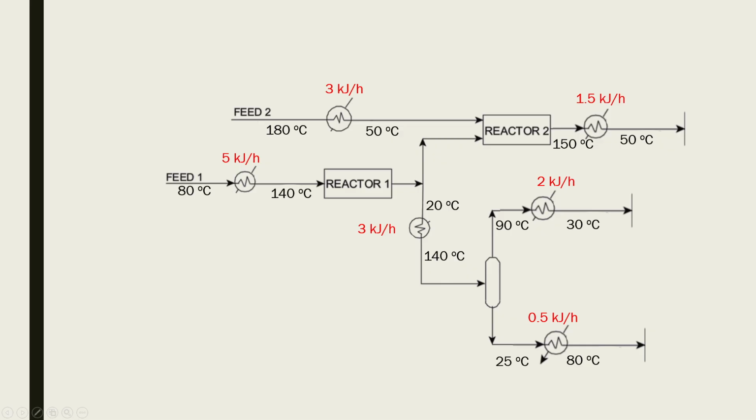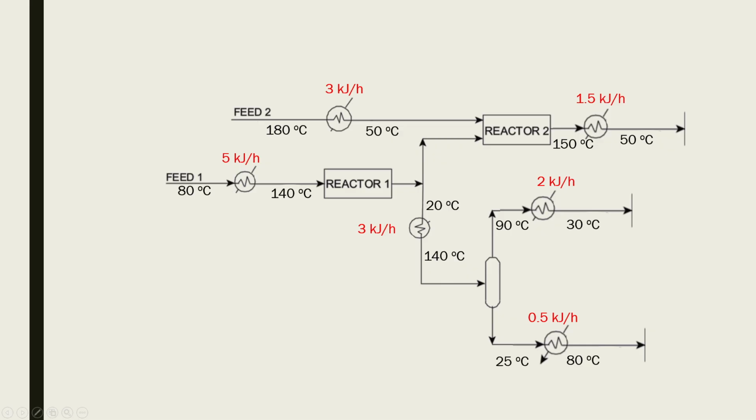First of all, we are going to identify each stream and tabulate inlet temperature, outlet temperature, and CP. So for example, the first stream, feed 1, has an inlet temperature of 80 degrees Celsius and an outlet temperature of 140 degrees Celsius. Then this is a cold stream that requires heating. Its CP is 5 kJ per hour. We are going to do so for each one of these streams.